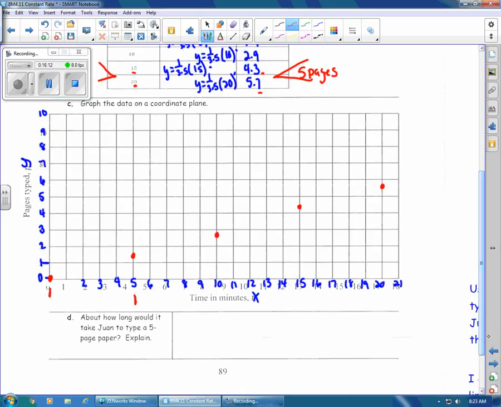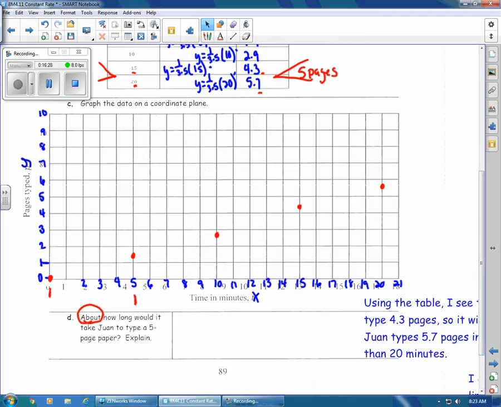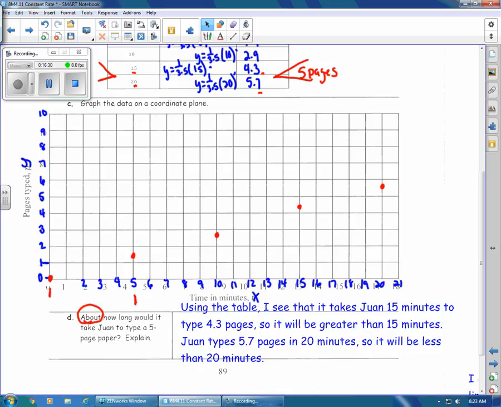Now, we have this magical word here that says about, so they're not asking us to actually substitute in 5 pages for our y value and solve for the time. They're saying estimate it using the tools that you have. If I am looking at the table, I can see that it takes Juan 15 minutes to type 4.3 pages, so it will be greater than 15 minutes, and he types 5.7 pages in 20 minutes, so it's going to be less than 20 minutes. So somewhere between 15 and 20.